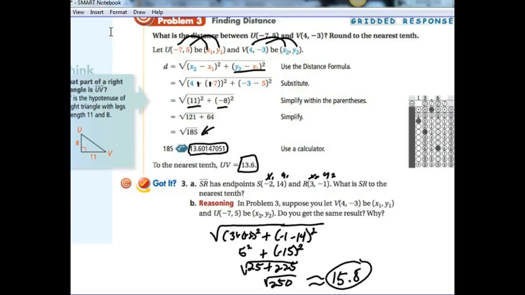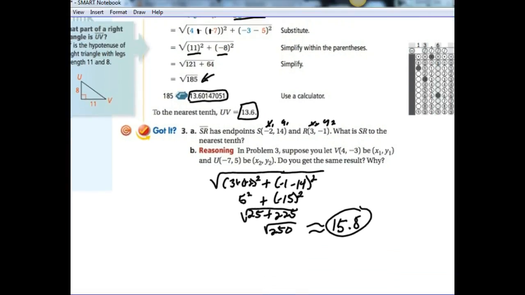Now, the B part is really just a thought question. In problem 3, suppose that you were to let 4, -3 be the x1 and y1, and the -7, 5 be the x2, y2. You get the same results. Yes.